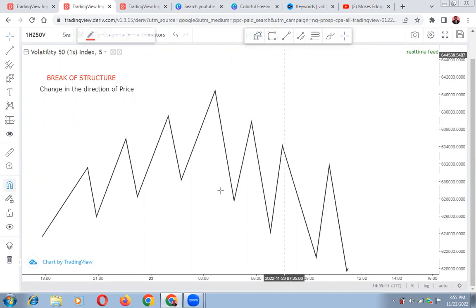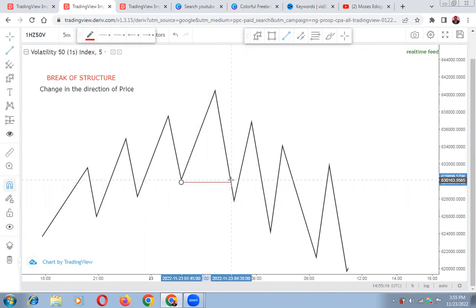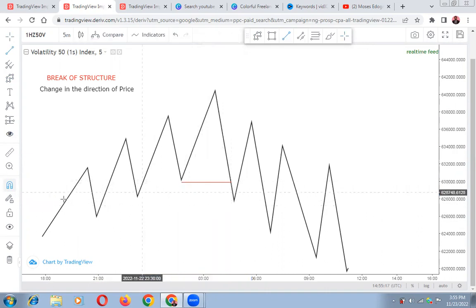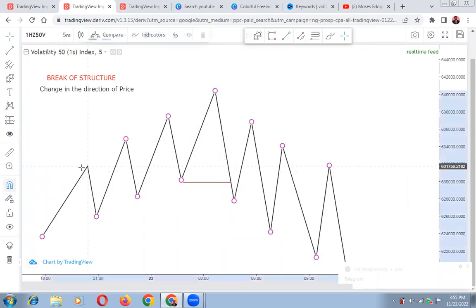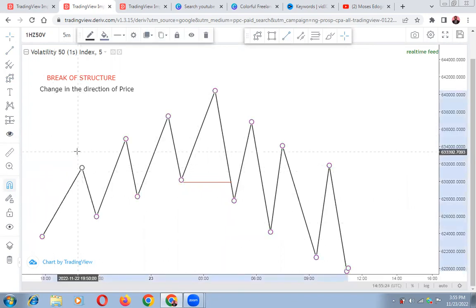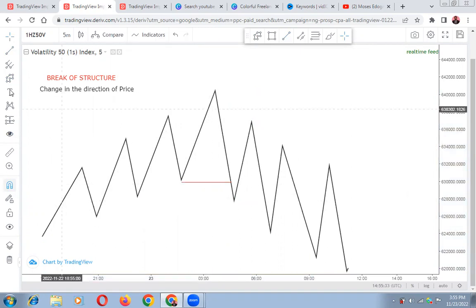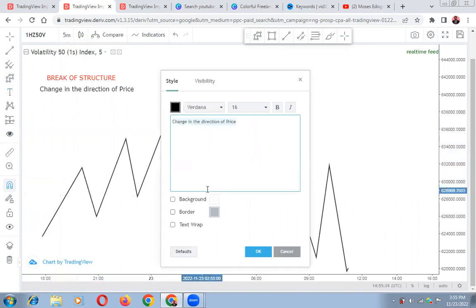Okay, so we have this as a break of structure. Price has been giving you a series of a higher high and then a higher low, higher high, higher low. Price gives you another higher high, gives you a higher low, gives you a higher high, and price comes and breaks it. So this becomes your break of structure.